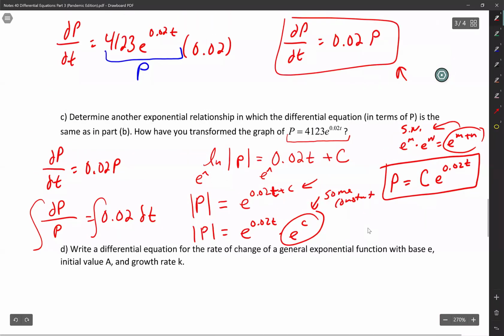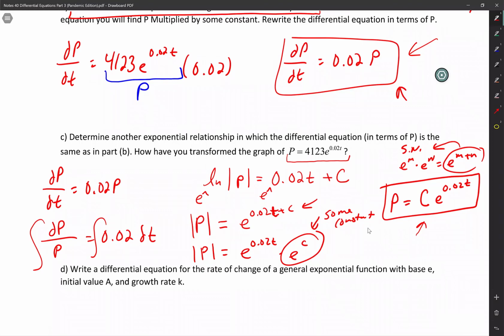Well, unless I understood the problem wrong, it's possible I'm wrong, and maybe Scott Pass meant for this to not be that. Determine another exponential relationship in which a differential equation in terms of P is the same. So if I take the derivative of this, I get this guy.